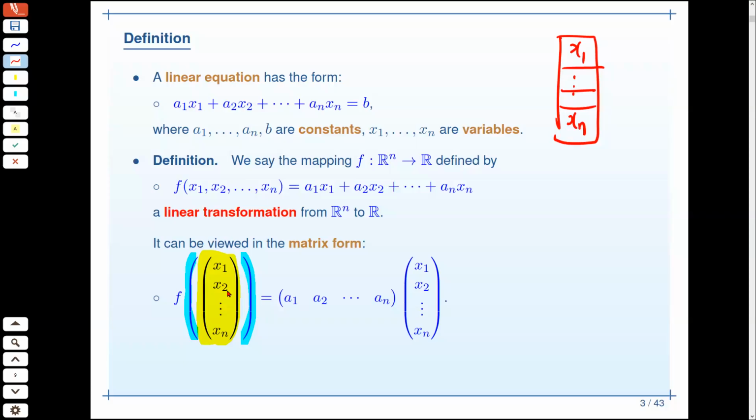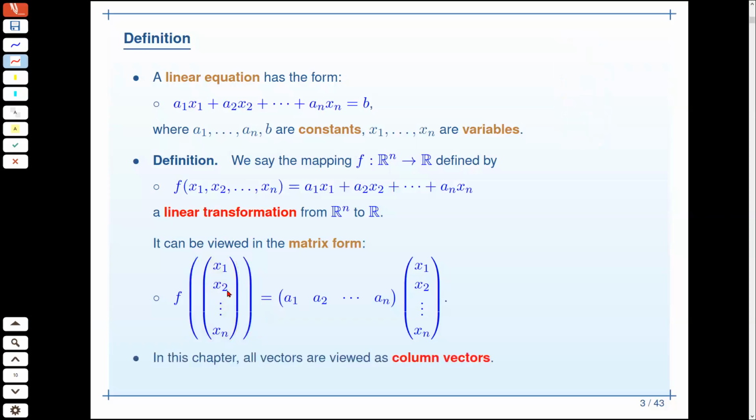So here we have two brackets. But just to be honest, in the exam or in the assignments, if you omit some of the brackets it is fine with me, but I need you to write properly. Okay, so this is about the matrix form for the linear transformation. Right, in this chapter, all the vectors will be viewed as column vectors for the computation purpose, because it is about matrix multiplication.